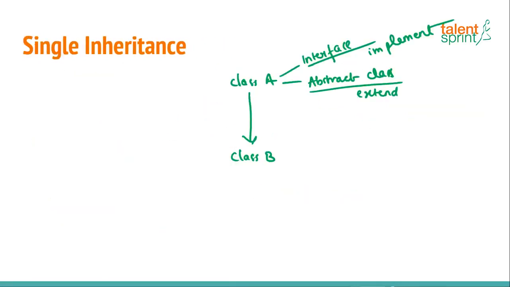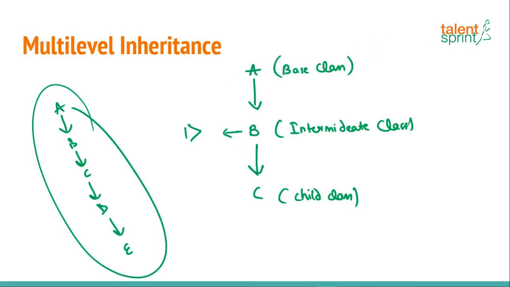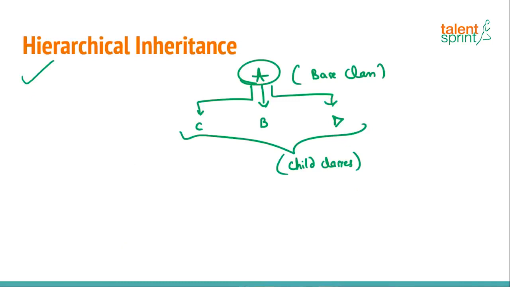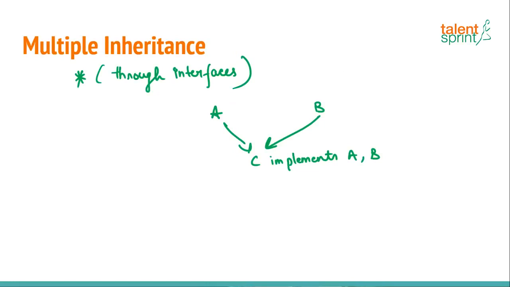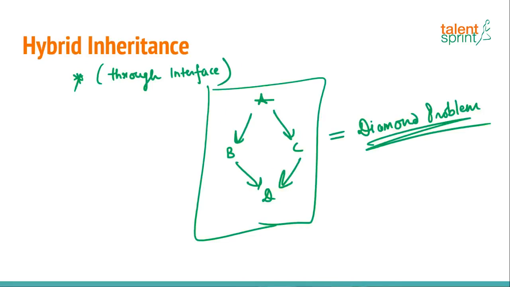Let's just quickly review. Single inheritance, class A to class B. Multi-level inheritance, when there is a chain forming A to B to C, all the classes in the middle are called intermediate classes, and finally reaching the child class. Then we have hierarchical, when one class is extended or implemented by more than one class. Then we have multiple inheritance only through interfaces, where a class implements more than one interface. And then we have hybrid inheritance, which is again only through interfaces.